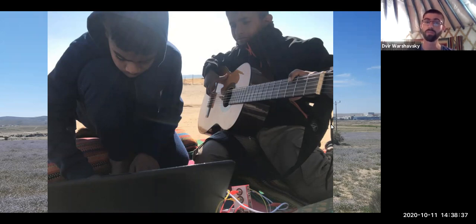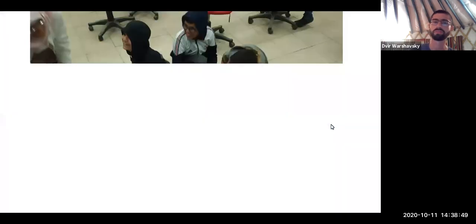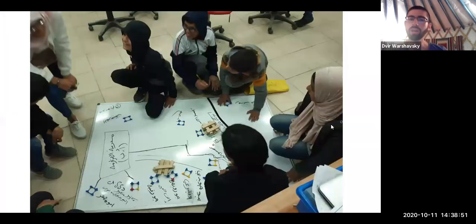Sometimes some of the groups also take part in events like robotics festivals of FIRST, and hackathons of making and product development. So I think I can point to two main characteristics of this project.